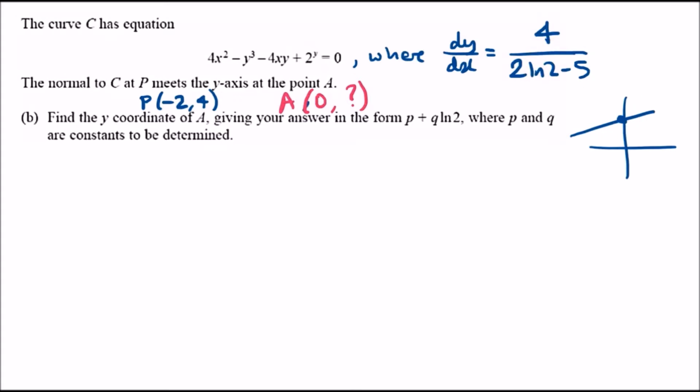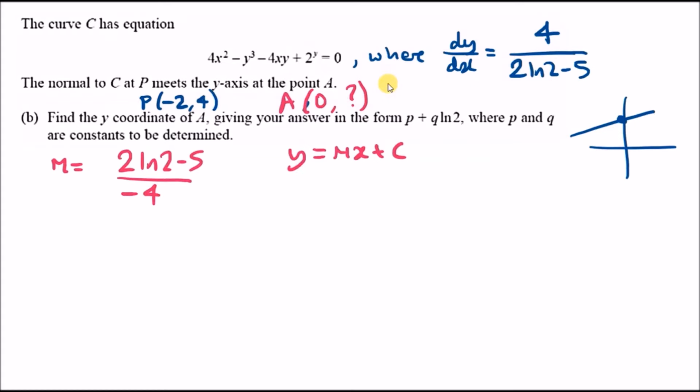So this means that the new gradient, let's call it m here, will be the reciprocal, so it will be 2 log 2 minus 5 over 4, and it'll be the negative. So I'll just put negative underneath, just to make it easy. Now, what do we do here? So we can just write a typical equation. We need y equals mx plus c. We have the gradient and we have the coordinates.